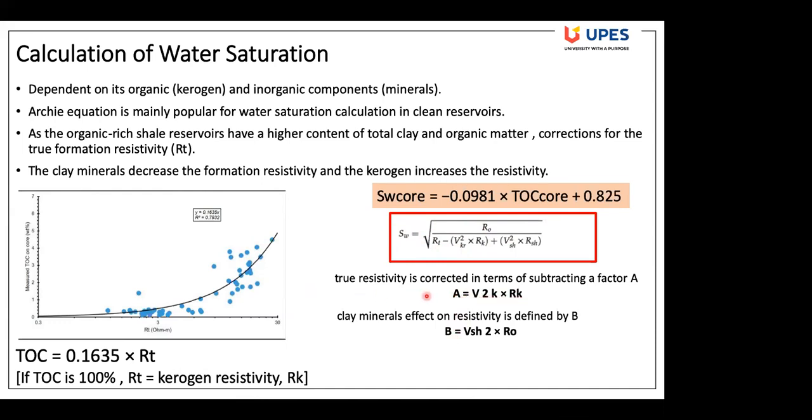Here RT resistivity is corrected in terms of subtracting a factor. Then that factor you can calculate using this equation. Then clay minerals effect on resistivity, you can correct using this equation. So combining all these equations, this is the final equation for water saturation.